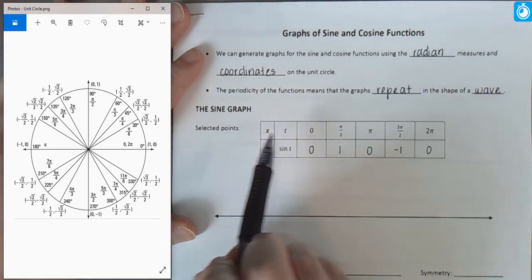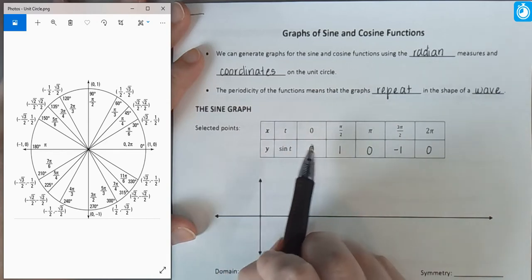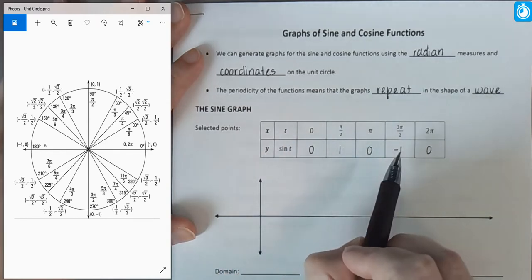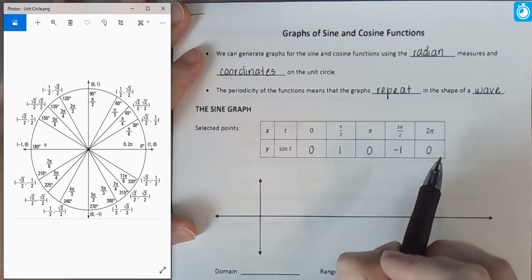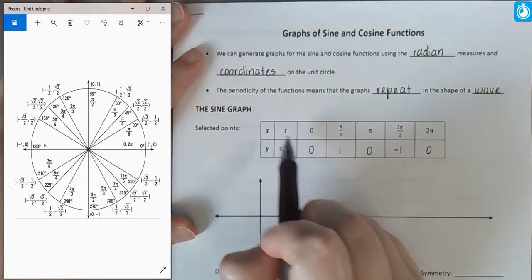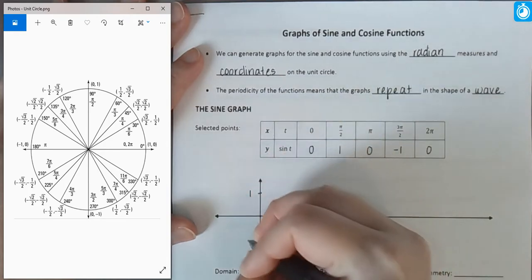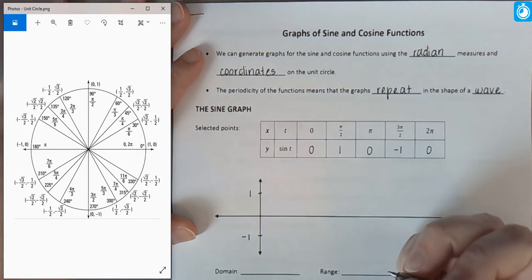Now we need to label our x-axis with our radian measures, and then we also need to label our y-axis. Now notice the y values go from 0 to 1 to 0 to -1 to 0. But based on the fact that we're on the unit circle, the highest y value we can reach is going to be 1, and the lowest y value we can reach is going to be -1. Anything beyond that will fall off of the unit circle and doesn't apply. So that means our sine function stays within the y values from +1 and -1.